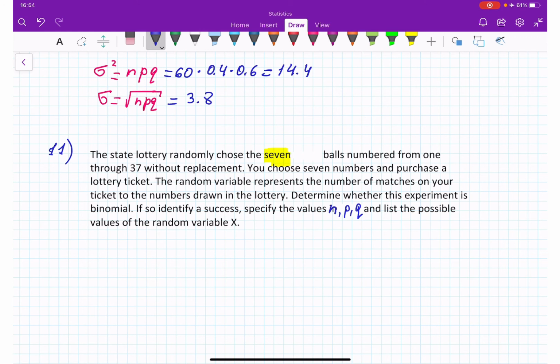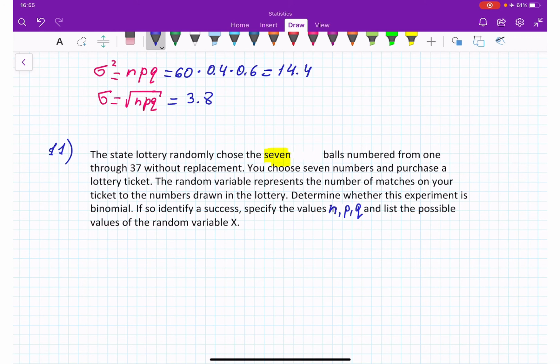Okay, to determine if the experiment is a binomial experiment or not: number one, a fixed amount of trials. Next, we need to find out if there are only two possible outcomes. Number three, we need to find the probability of success and whether it's the same for each trial. And number four, we need to find the random variable x that counts the number of successful trials.